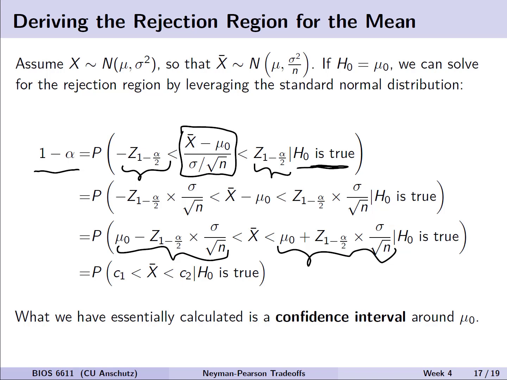So really we can think of it then as C1 and C2 given H naught is true. What we've essentially calculated then is a confidence interval around the null hypothesis value of mu naught.